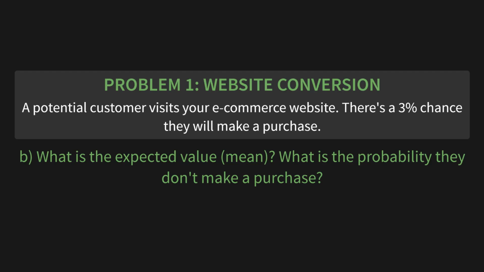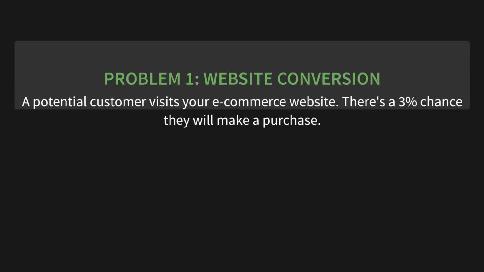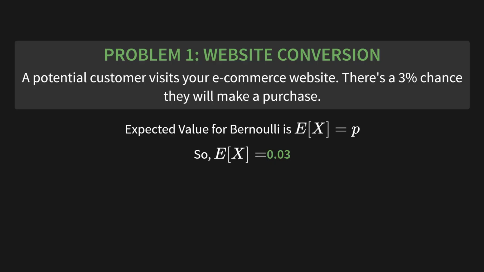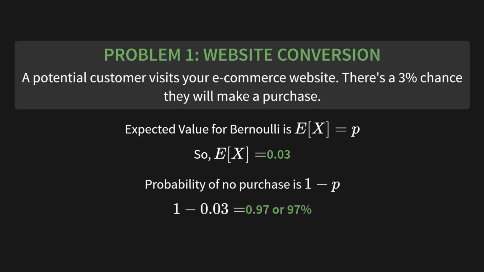And what's the probability they don't make a purchase? Here's the great thing about Bernoulli. The formula is super easy. The expected value for a Bernoulli distribution is simply p. So in our case, the expected value E of x is 0.03. And the probability of no purchase? Well, that's just 1 minus p. So we do 1 minus 0.03, which gives us 0.97, or 97%.